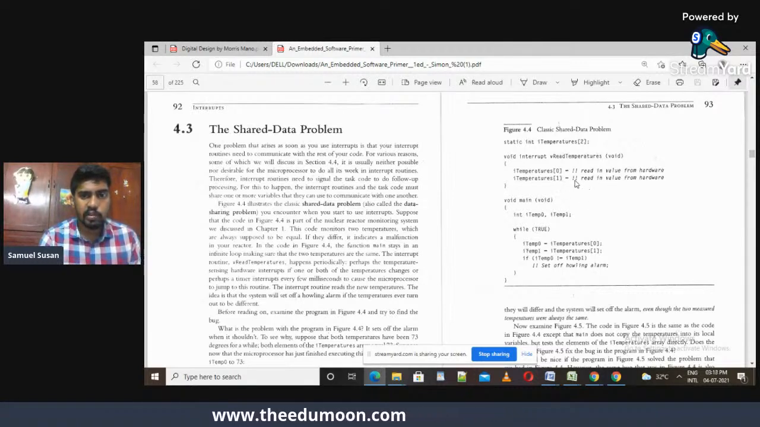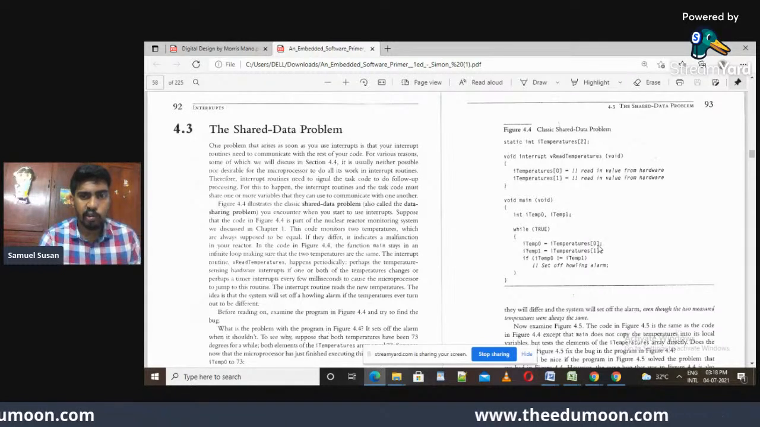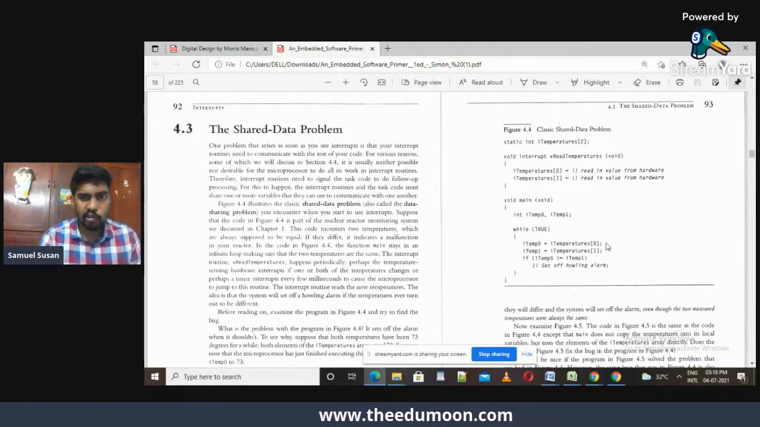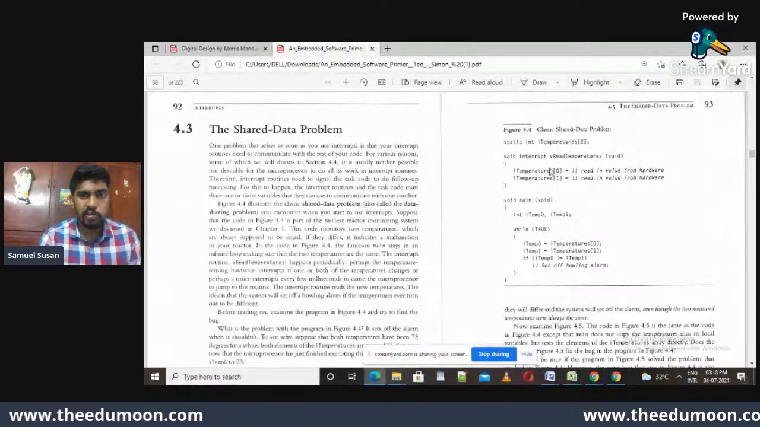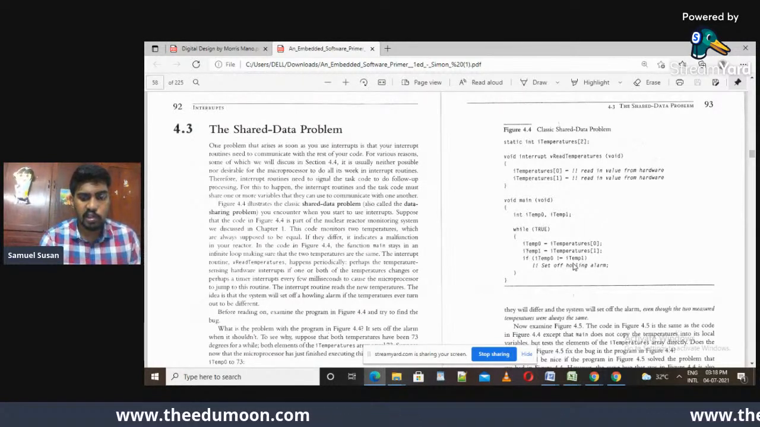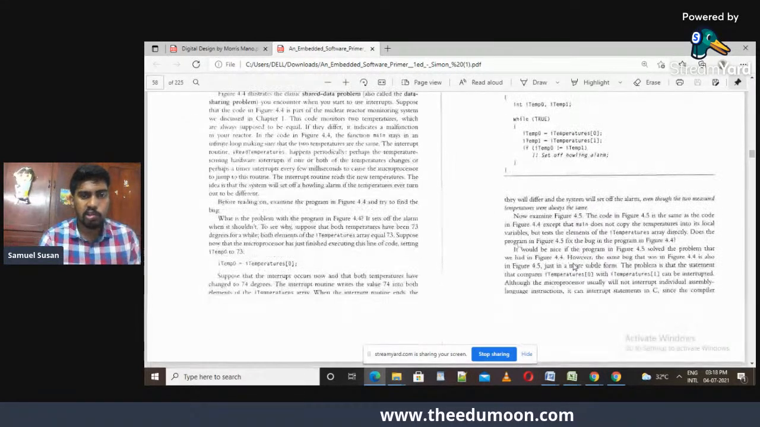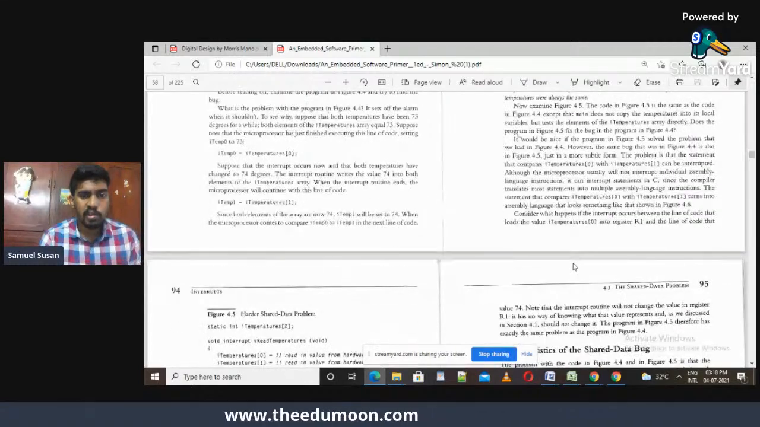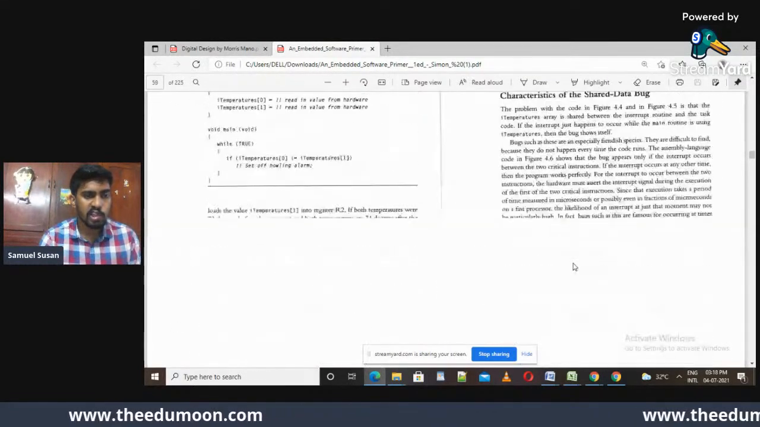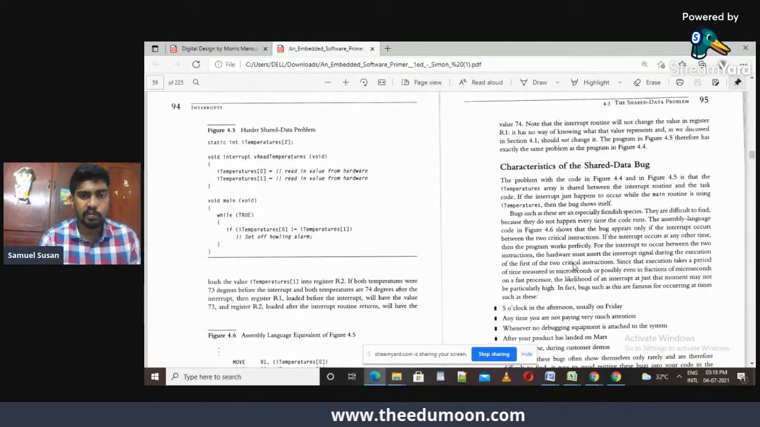Actually, before this line, I temp 0 reads the temperature from one variable, that is I temperatures of 0, and here if the interrupt occurs, the values will be changed, and then other values will be read into temp 1 but not in temp 0. So now there will be a difference in these two temperatures, and this alarm will start ringing. But actually there is no issue, but here the alarm may ring because there is shared data. This is what is the shared data problem. This is actually called a false alarm, right?